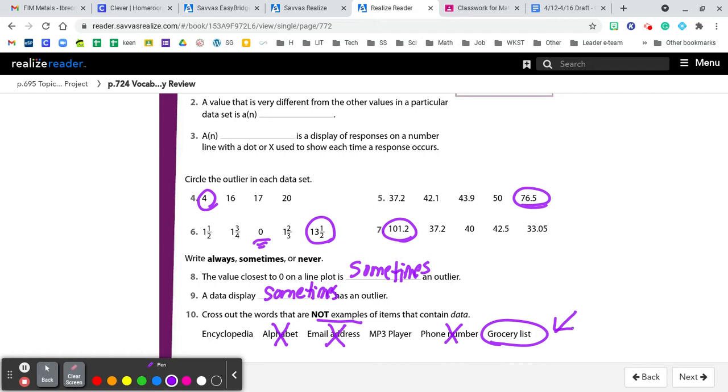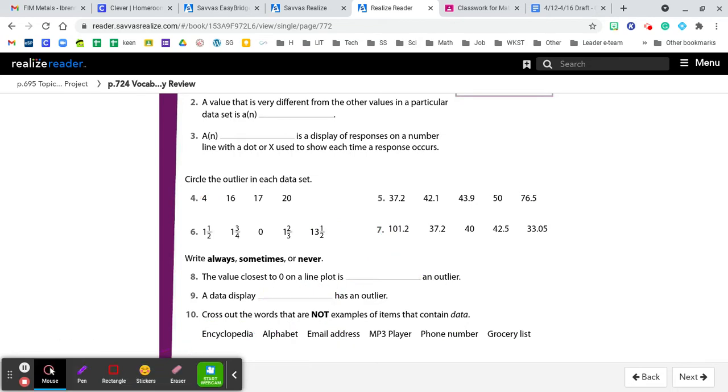Has data tables, quantities, like encyclopedia is going to have the square footage of an island or the number of people in a population. Grocery lists obviously have lots of info. I need 4 pounds of butter. That's data. MP3 player, I don't know about that one. Music, I guess. I guess it has data. It's your call on that one.